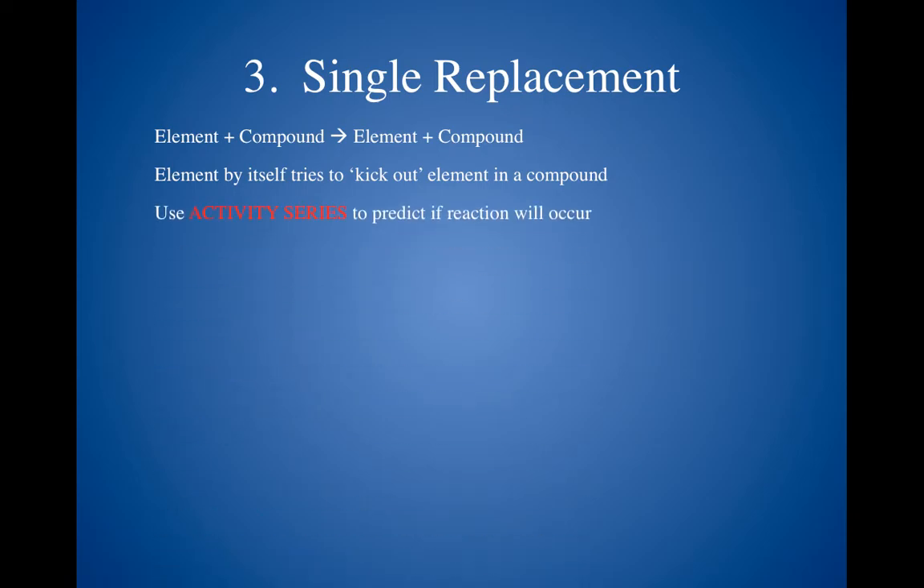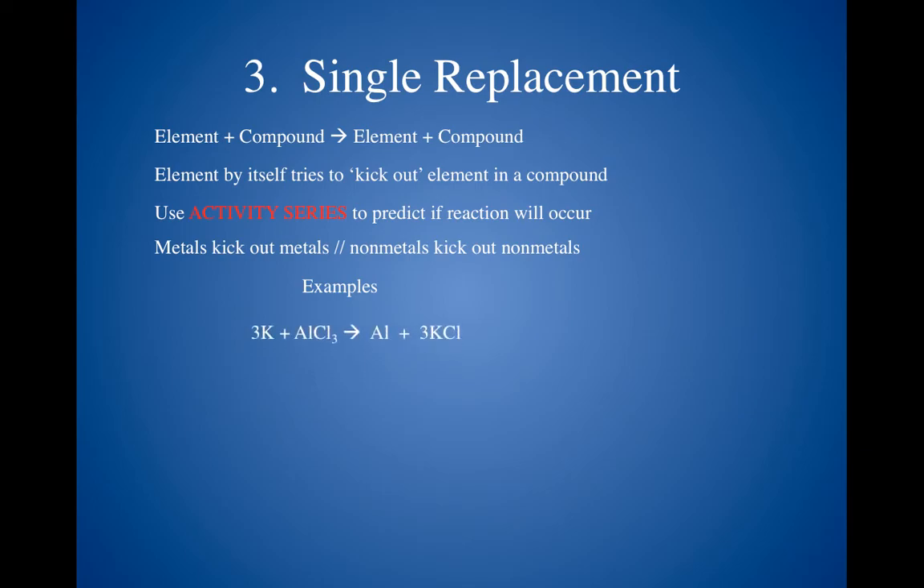And it says use the activity series to predict if a reaction will occur. Metals kick out metals, non-metals kick out non-metals. And that's because we're looking at ionic compounds and we want to end up with positives and negatives together.